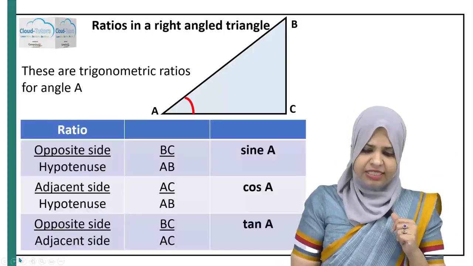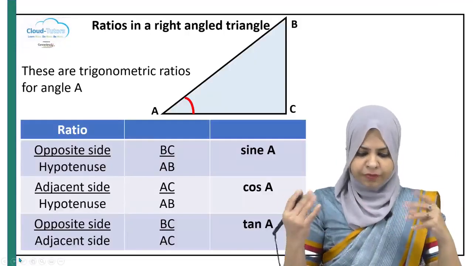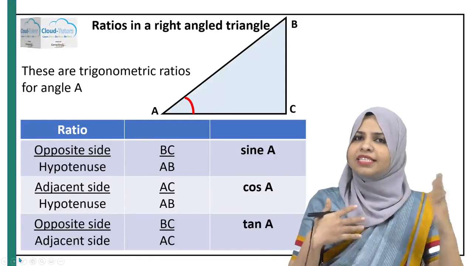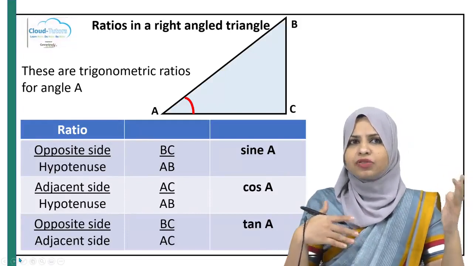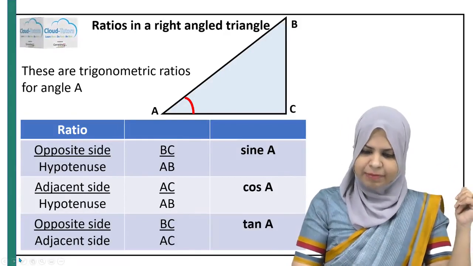With this knowledge, let's see the ratios. As I said in the beginning of the class itself, for these trigonometric ratios, sine is BC by AB.